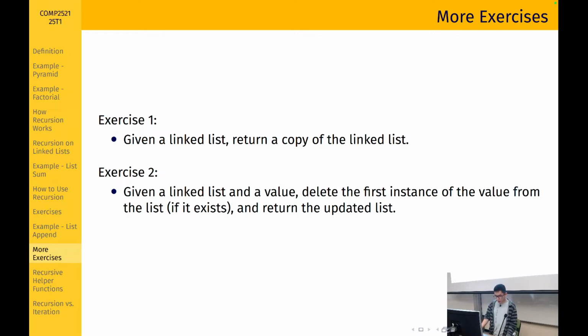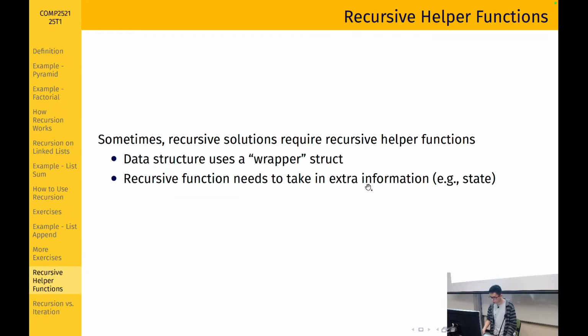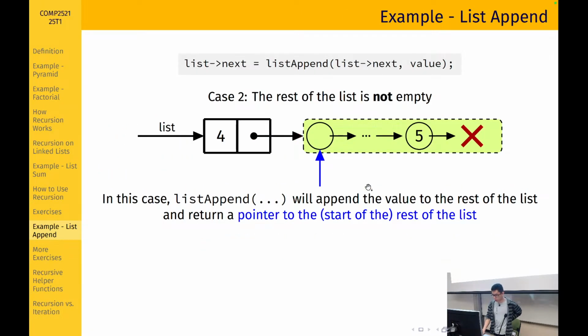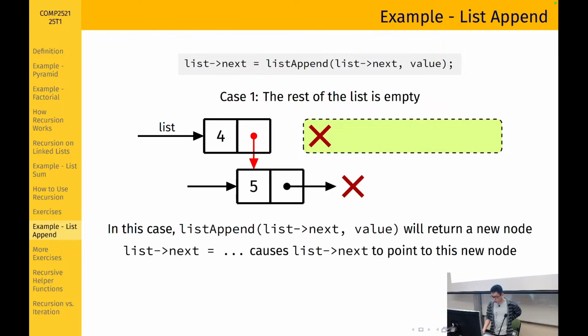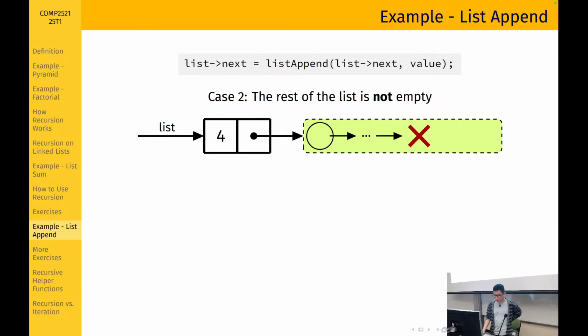I got a question about if we can go through case 2 for the one where the rest of the list is empty. This would be for list append. Case 2 is where the list is not empty. Is that what you meant? Yeah. Okay, so let's go through this again.